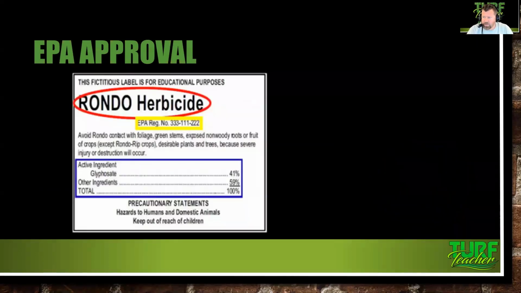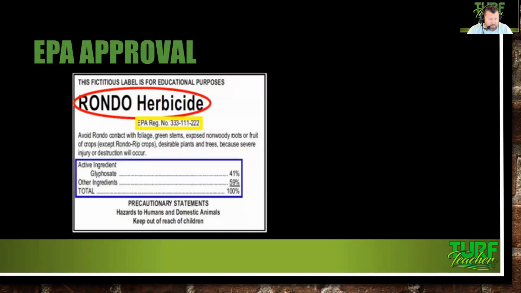Here we're looking at a fictitious label. This is Rondo herbicide, which is pretty much going to be an example of Roundup. It's got the name there circled in red. It's got its EPA registration number highlighted there in the yellow. And then in the blue, it's got the active ingredient. It does have the glyphosate, which is the active ingredient in Roundup. We're looking at about 41% there, and then all the other ingredients are 59% to make up the total of 100%.